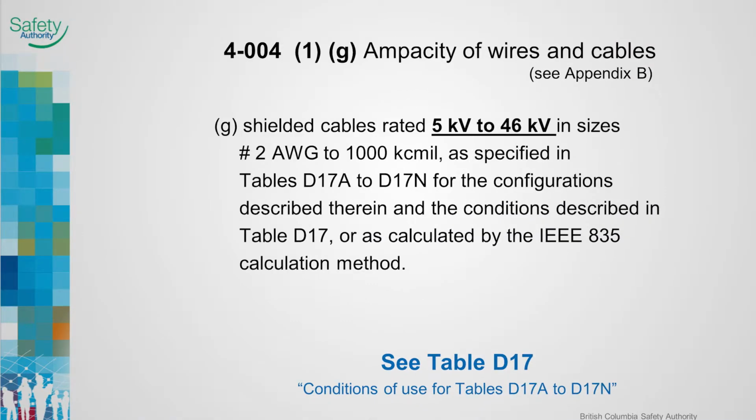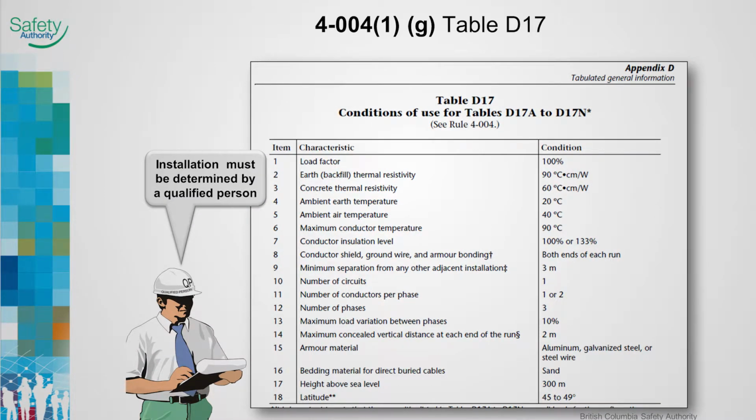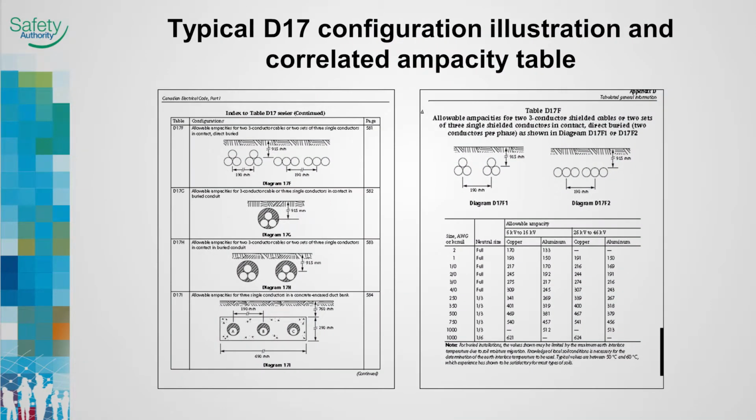The 2015 code has introduced ampacity tables for installations where shielded cables rated 5 kV to 46 kV are used. The installation configurations are found in Appendix D under the title of D17 Series and the accompanying Table D17 Conditions of Use. Table D17 outlines the requirements used to determine the ampacity tables in D17A to D17N. As shown, there are numerous parameters by which a professional engineer must perform these calculations. These new configuration illustrations define the installation methods.